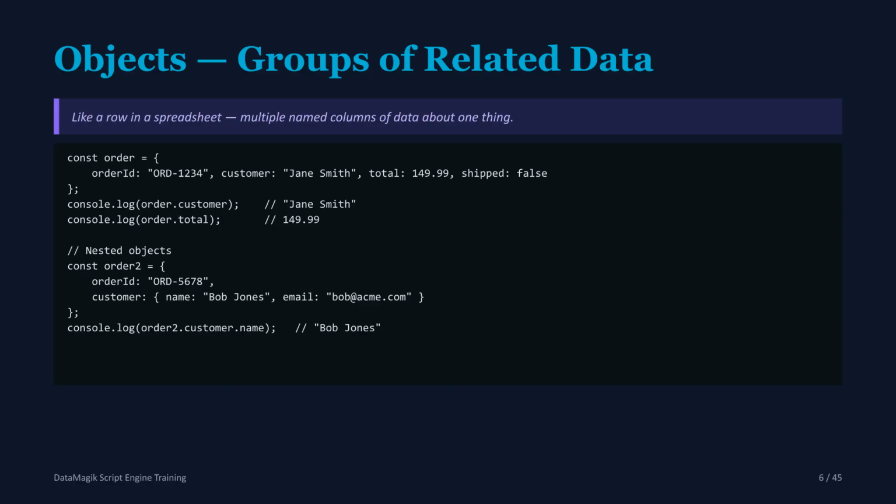Objects group related data, similar to a row in a spreadsheet with named columns. You can access properties using dot notation, and objects can be nested within each other.